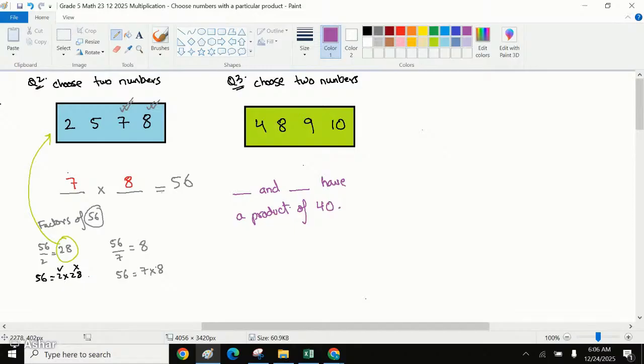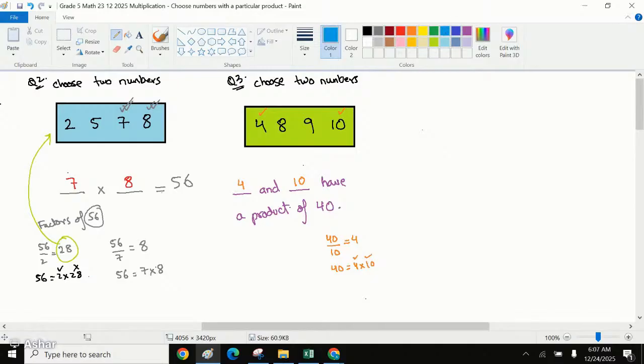So what we can do is look at the numbers in the box, right? We can say that 40 can be perfectly divided by 10. That means it becomes 4, right? So we can say 40 is basically 4 multiplied by 10. And we can find both the numbers in the box. Agreed? So we can say 4 and 10 have a product of 40.